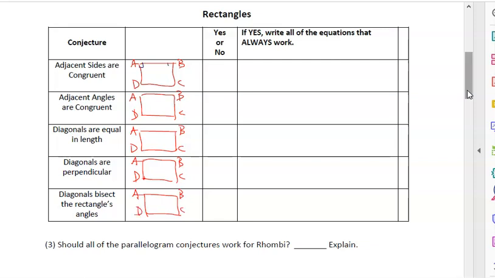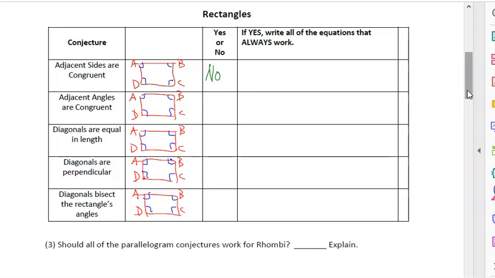So rectangles all have 4 right angles. So I'm going to go ahead and mark the angles. Alright, so the first one is, again, are the adjacent sides congruent? And the answer is no. AB and AD don't have to be the same length. They can be if it's a square, but there are lots of cases where it's not true.